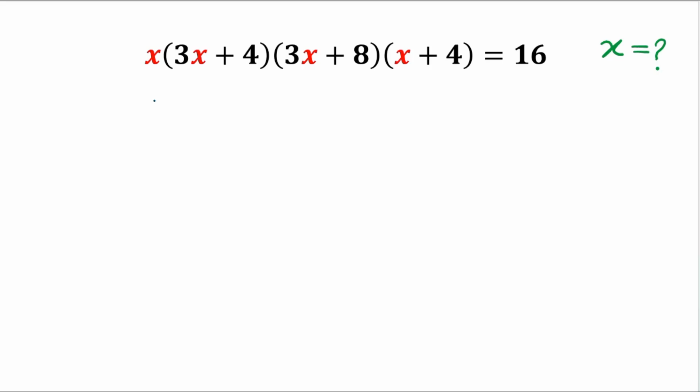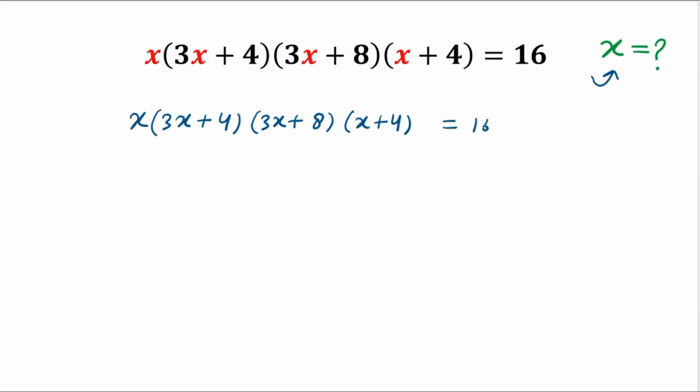Hello students, in this video we are going to solve a nice algebra problem. We have x times (3x plus 4) times (3x plus 8) times (x plus 4), and this is equal to 16. Here we need to calculate all possible values of x.